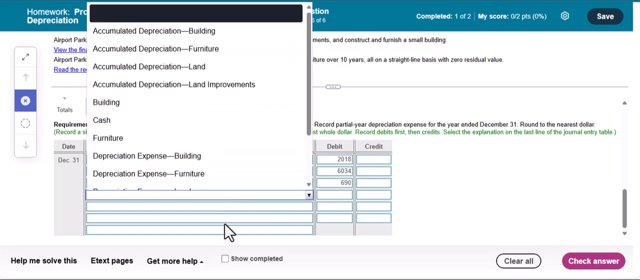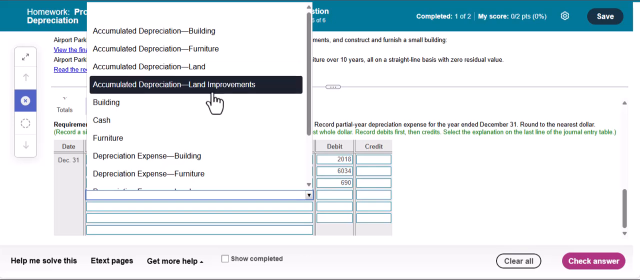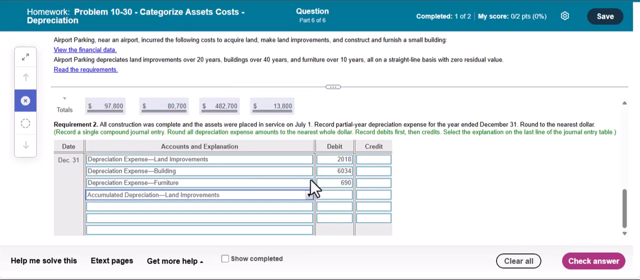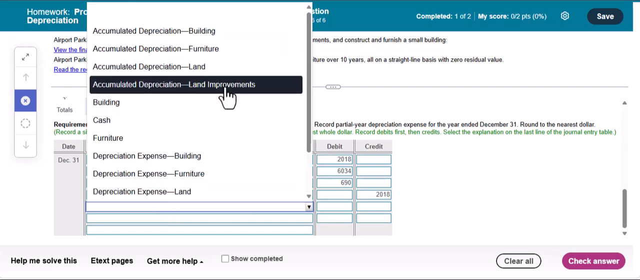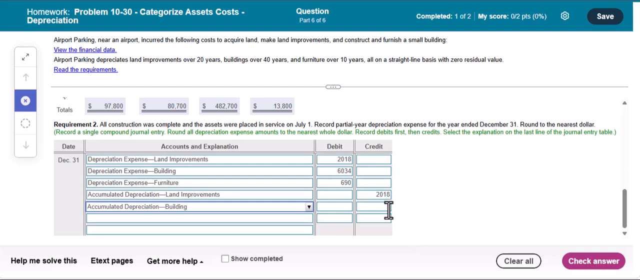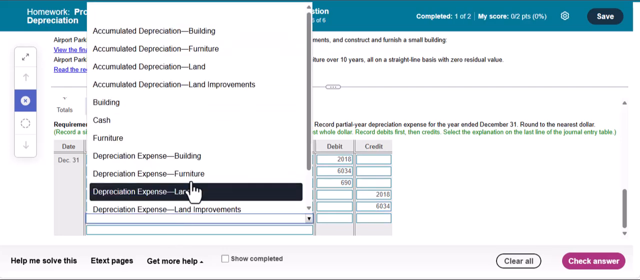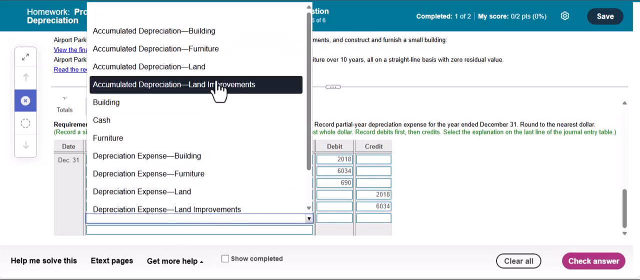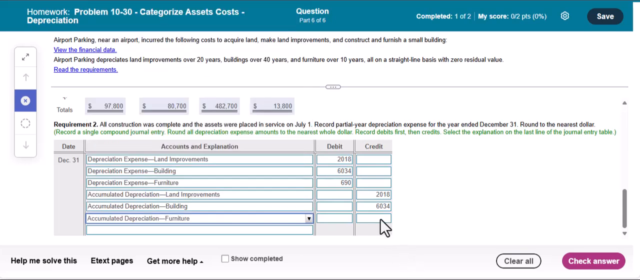So first we'll start in order. So we'll go ahead and get accumulated depreciation for land improvements. We'll match the debit to the credit here, so that's 2018. Accumulated depreciation for building was 6,034. Depreciation expense for furniture was last, so we're going to go ahead and input that here. The accumulated depreciation for furniture, that amount is 690 to balance the transaction there. And then finally, we need an explanation, and that is to record depreciation on assets. We'll go ahead and check our answer. Good job.